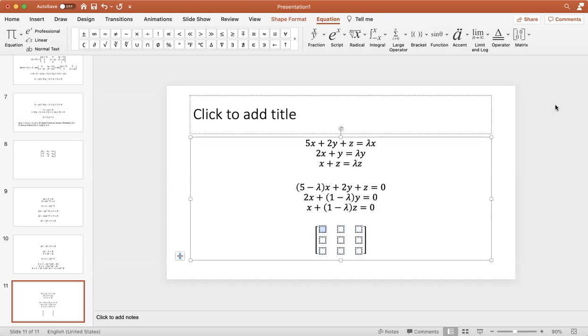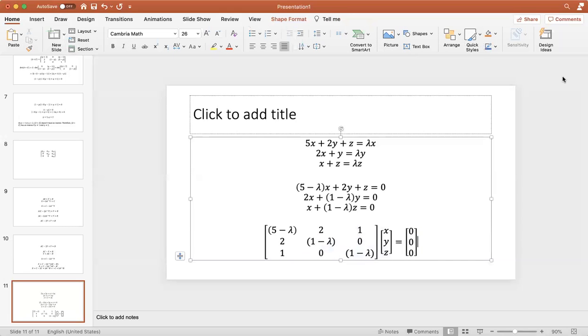Okay, so this is 5 minus lambda. Right? This is 2, this is 1, this is 2, sorry, this is 2, this is 1 minus lambda. This is 0. Why did it become 0? Because there is no z in the second equation. Right? So you have 1, and 0, because there is no y in the third equation. So this becomes 0, and this becomes 1 minus lambda. Okay. This is equal to the vector of unknowns. You have your vector of unknowns here. You have x, y, and z. And then you have your 0 vector here.